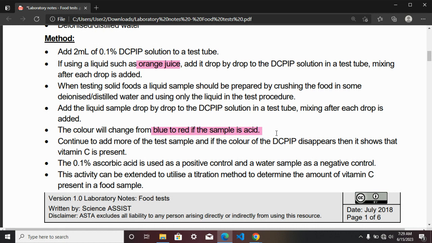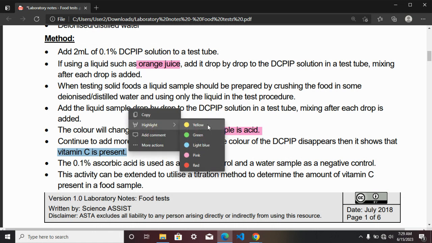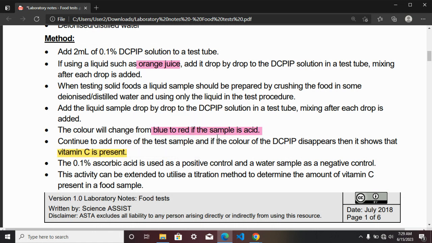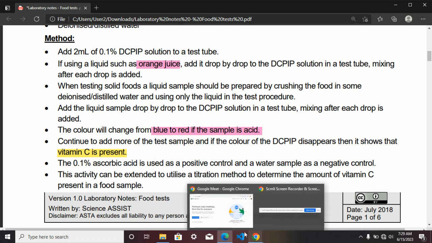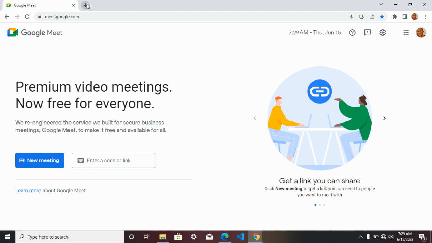Remember that we're using an indicator. So continue to add more of the test sample, and if the color of the DCPIP disappears, then it shows that vitamin C is present. It means many of the solutions where vitamin C is present are acidic. So the DCPIP, if you start with it, is blue.